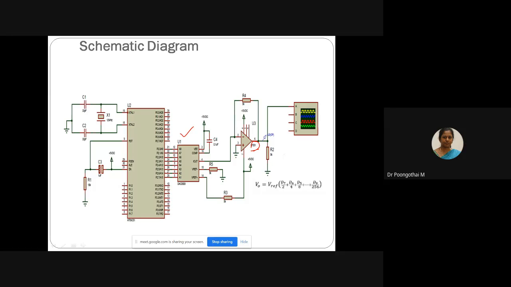So for working of the DAC 0808, we need two voltage sources. One is 5 volts, next minus 15 volts. This is the major drawback of this DAC, which is eliminated in modern DAC ICs to make them work from a single power source. So we require two power supplies, 5 volts and minus 15 volts.